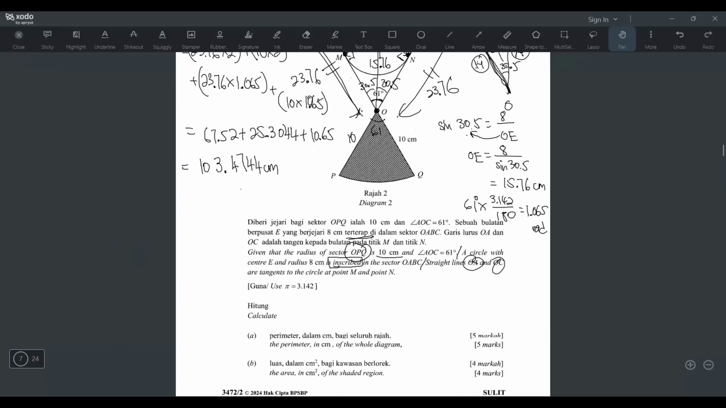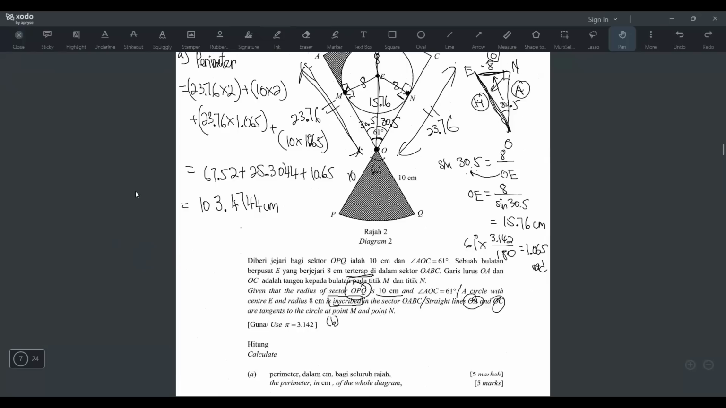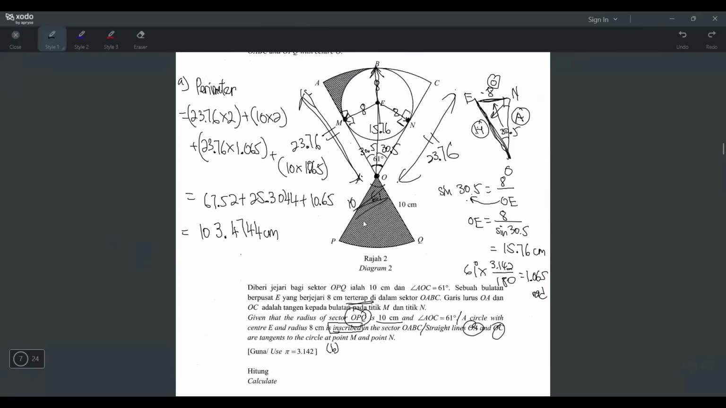Area of shaded region, not the whole diagram. Just now they asked for the whole diagram, now they ask for the shaded region only. Okay, so B they want the shaded region. Okay, let's look at the shaded region now. So I can find this region's area easily. This is too easy already.